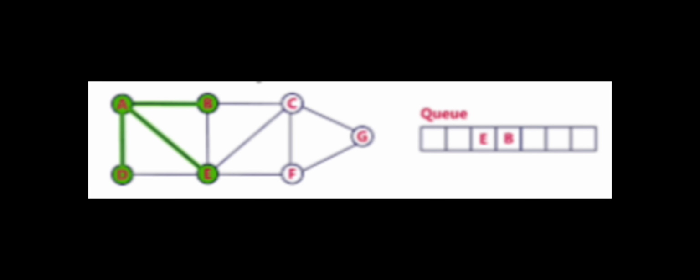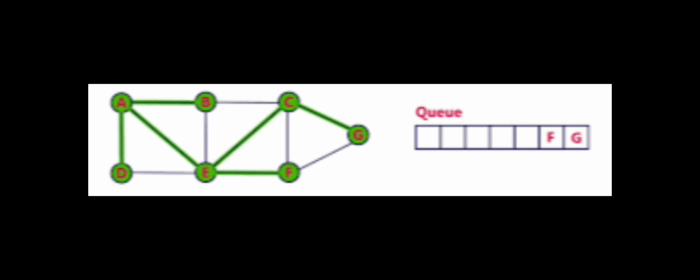Then we have to write the adjacents of the node E. E has D, A, B, C, and F. Already written D, A, B. Now we have to write C and F to the queue, and we will remove E from the queue. Okay. And also we'll mark C and F as visited, as shown here.